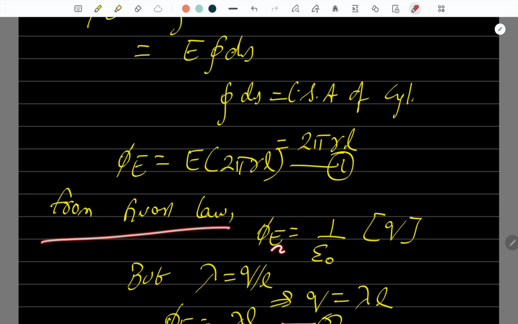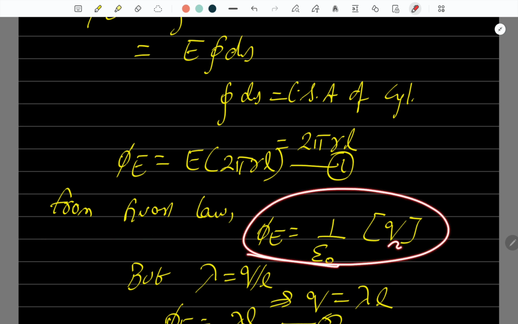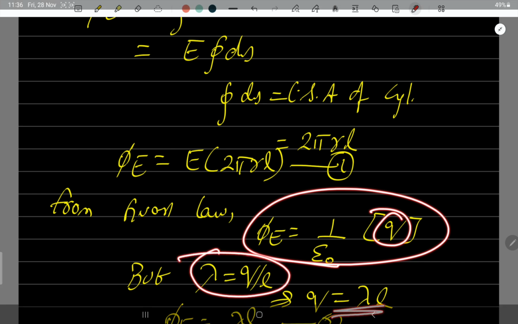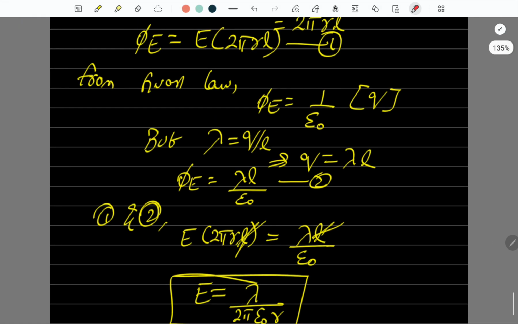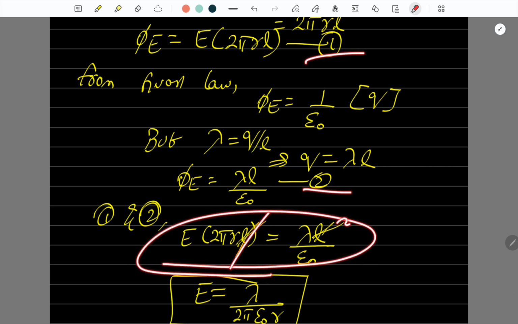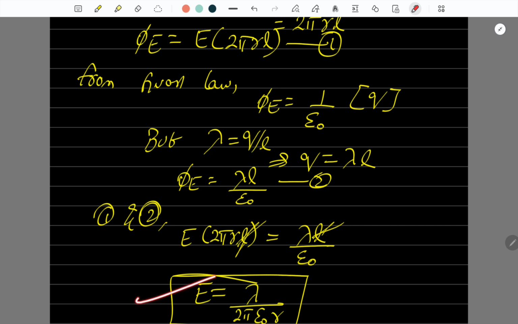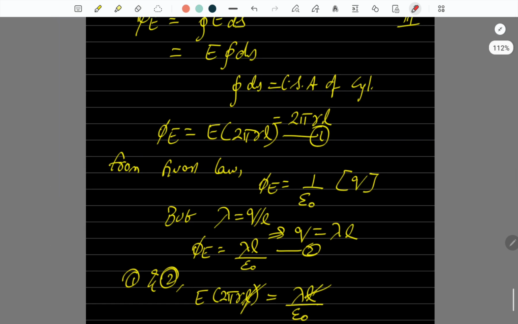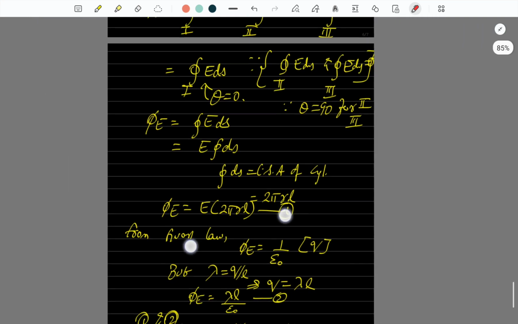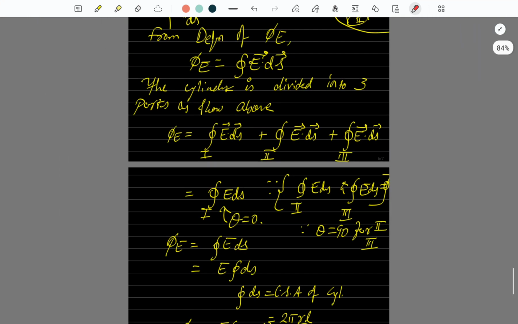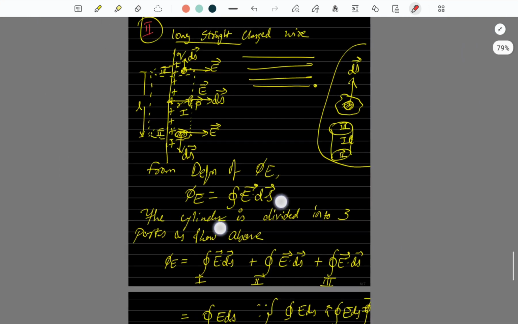From Gauss law, the next equation, we mentioned Gauss law and replaced Q as lambda L. After that, we just substituted that here. We took equations 1 and 2, equated the first and second equations, cancelled L, and rearranged to get E is equal to lambda by 2 pi epsilon naught r. So I hope this particular derivation is clear for everyone. Just go through it right from the start.